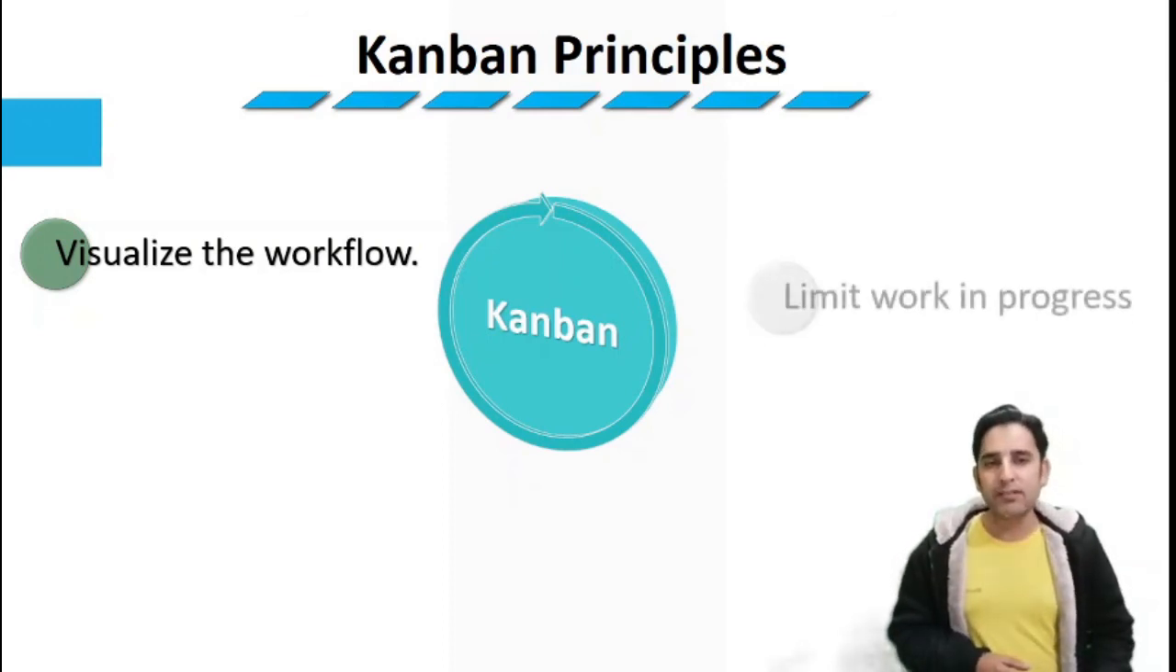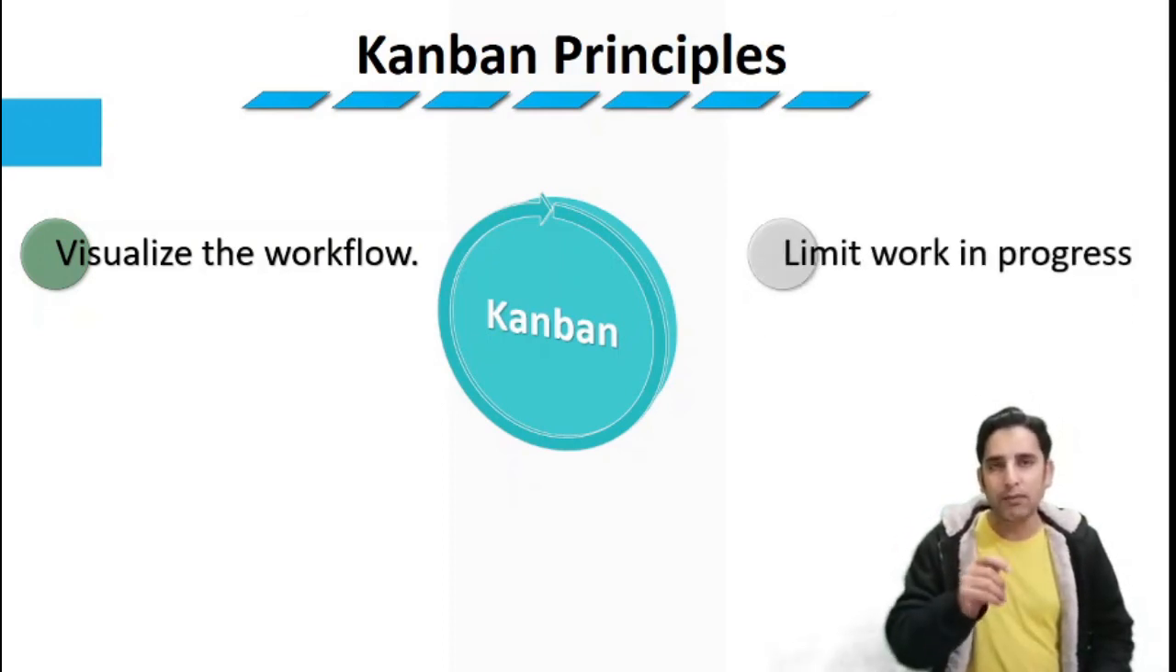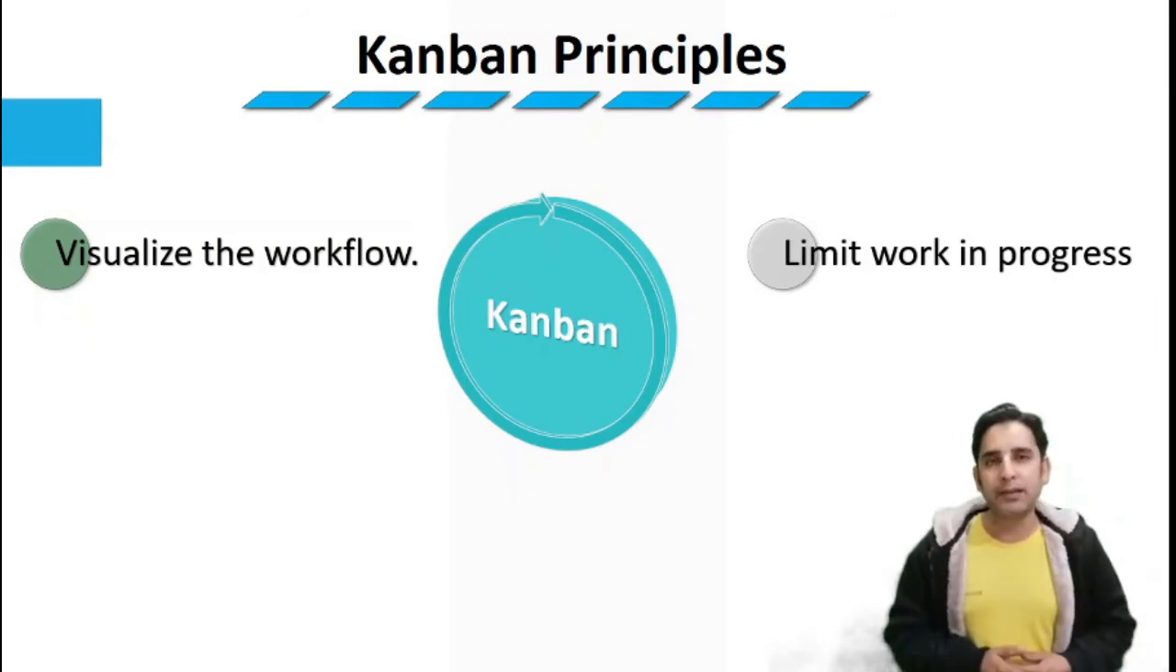The next principle says to limit work in progress, and this is one of the core principles of Kanban, because Kanban restricts teams from taking too much work in any stage. Taking too much work in any stage makes the team's performance a bit slow, and that is something not desired for the Kanban framework.